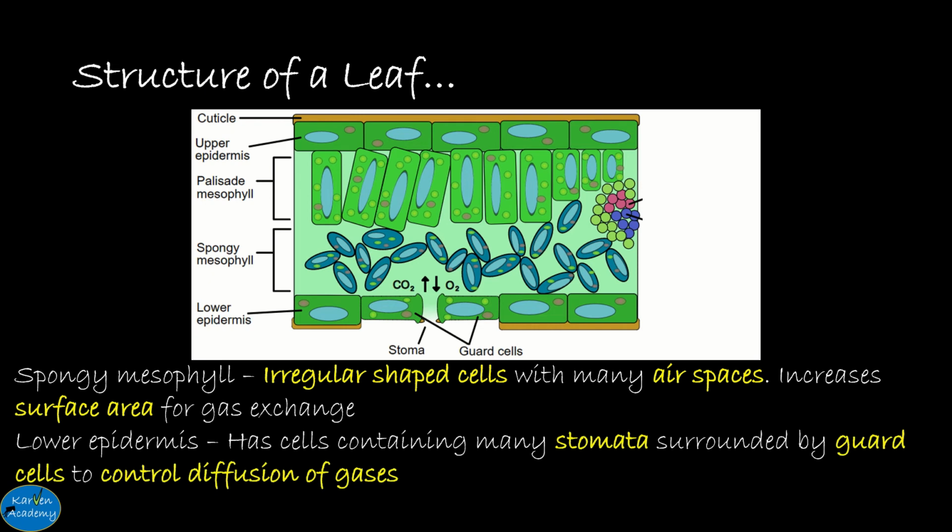Then we have the lower epidermis, which contains cells such as guard cells, which control the opening and closing of the stomata. Stomata are tiny gaps between these guard cells. The guard cells work by osmosis. If the guard cells are turgid, they open up the stomata. If they are flaccid or plasmolyzed, the guard cells will close the stomata because there is less water in them.